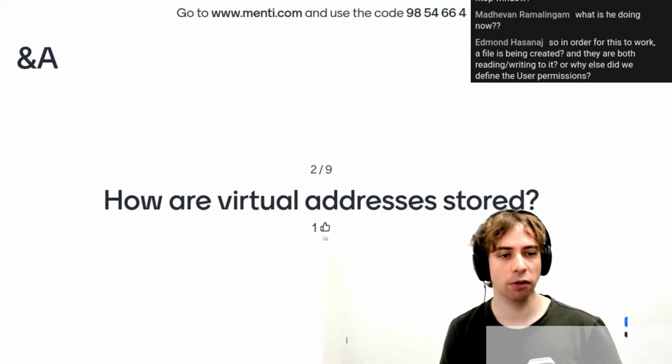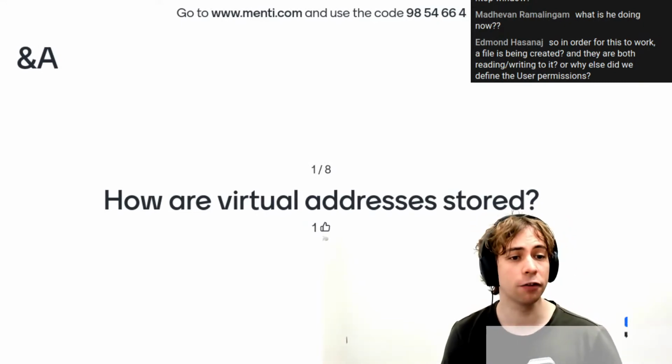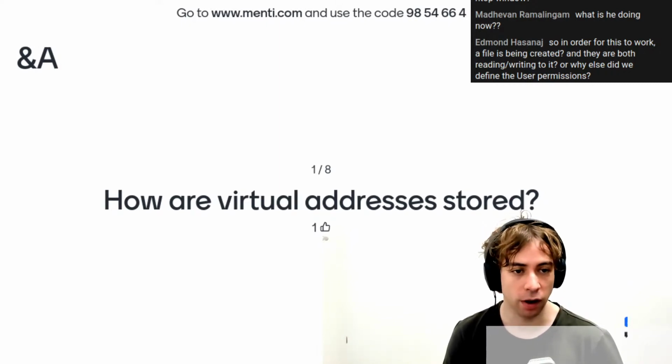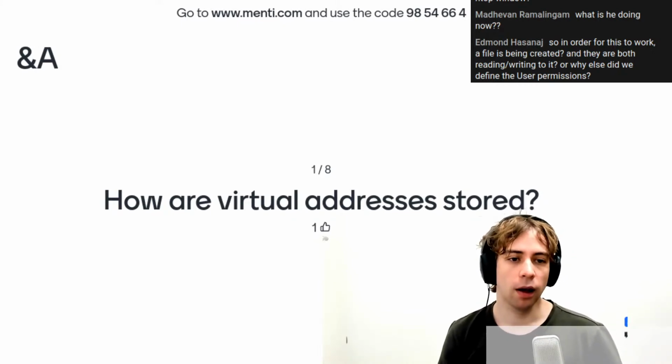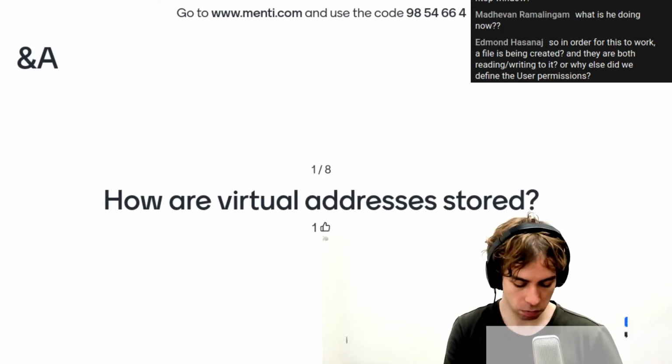How are virtual addresses stored? A different word for virtual address would be pointer. A pointer is a virtual address. How do you store a pointer? In a local variable, for instance, a pointer variable. And this pointer variable would basically store the address.